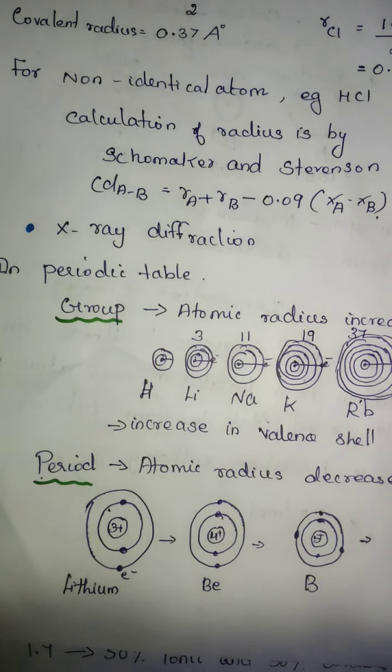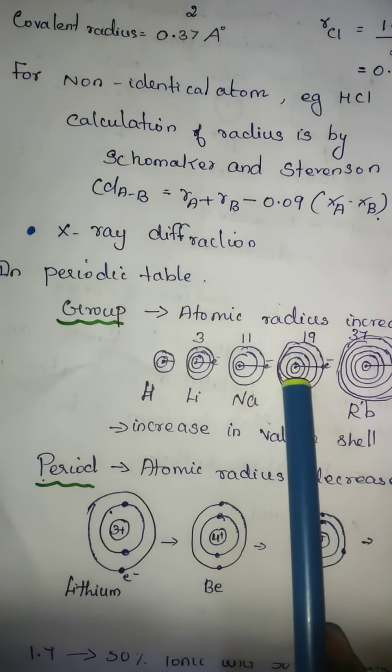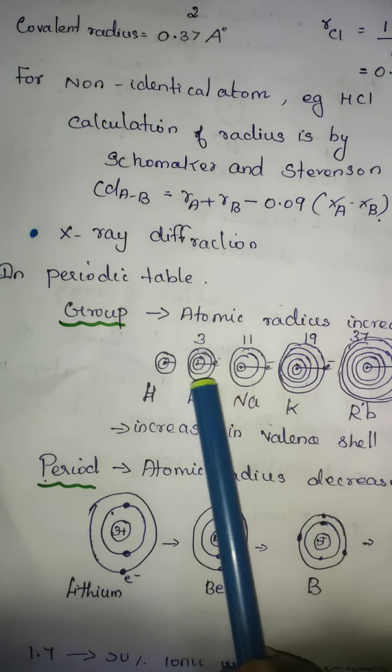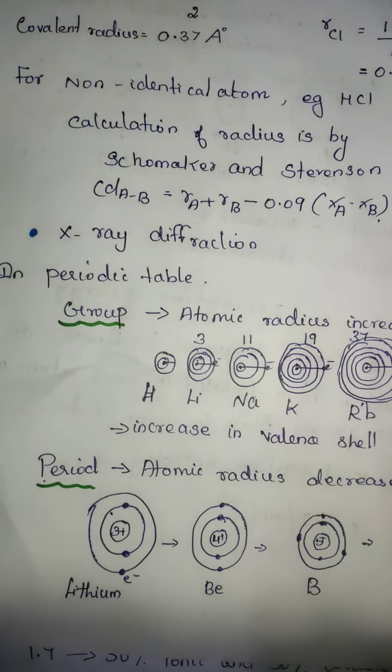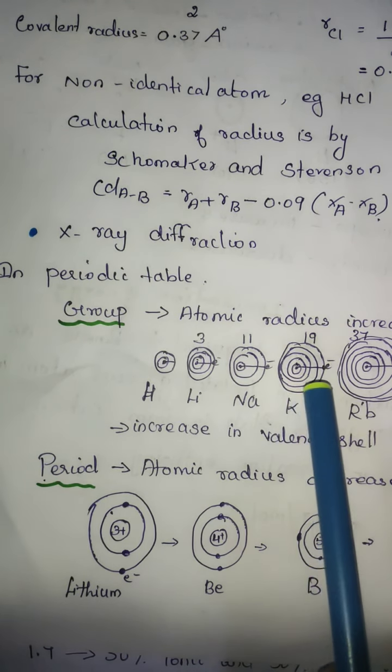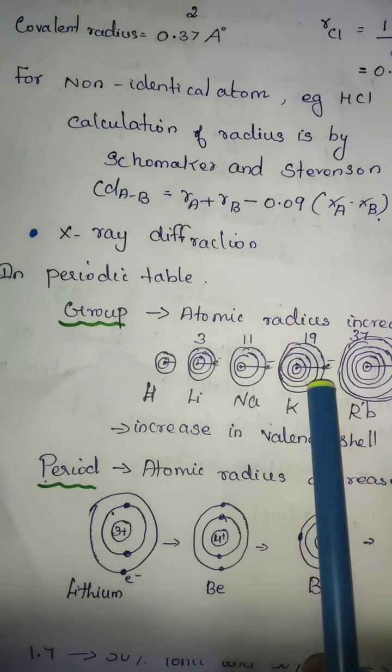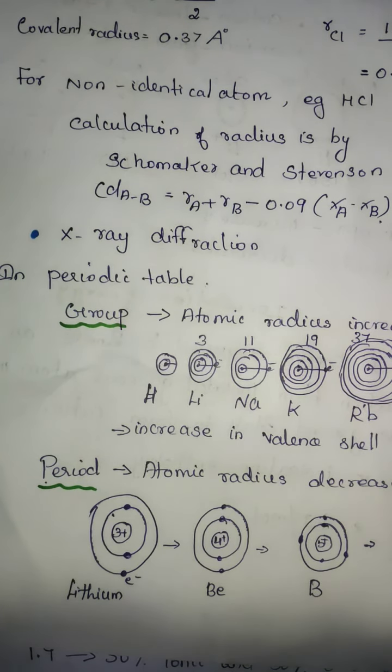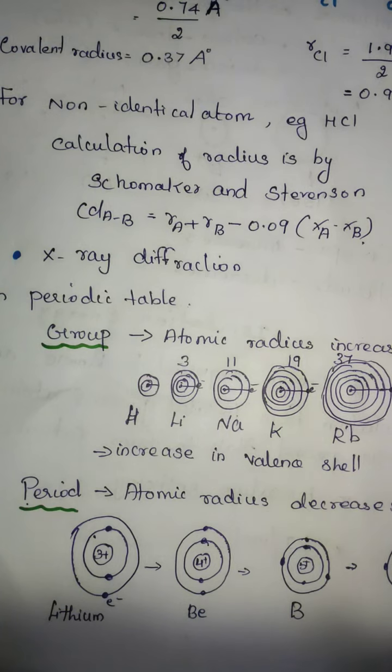Have you understood, students? See, here lithium has 1 shell with only 3 electrons, whereas sodium has 11, so 2, 8, 1. When we move from top to bottom, the number of shells goes on increasing. Due to that, the atomic size also increases, and the atomic radius value also increases. So group-wise, the atomic radius will always be in increasing order, whereas in a period, the atomic radius decreases.